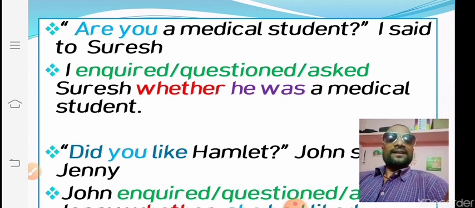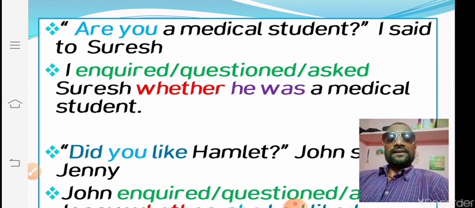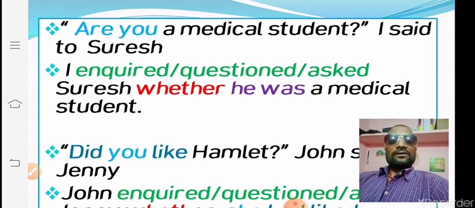I inquired, questioned or asked. It depends upon the nature, the situation and the context of the question, using reporting verbs like inquired, questioned or asked. Now, the speaker is I and the person spoken to is Suresh.